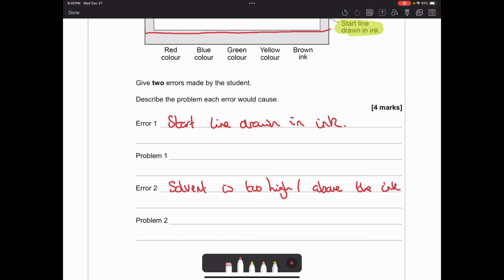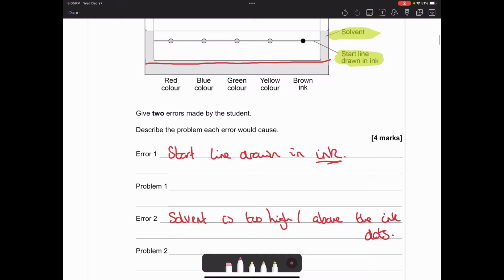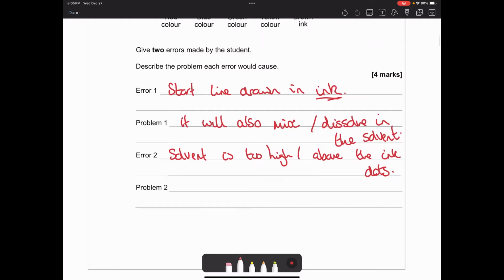ink dots. So you identified your errors, but then you need to say why they are going to affect the result. So if your start line is drawn with ink, well, it's going to contaminate or affect your different dots of ink. So the problem is it will also mix or dissolve in the solvent. And obviously you want it just to say where it is as your start line.